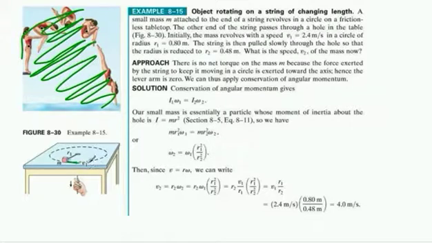So we're looking down here. We've got an object rotating on a string. This guy pulls it down, so this guy is going to move closer between two points in a system. So it says we pull it down.